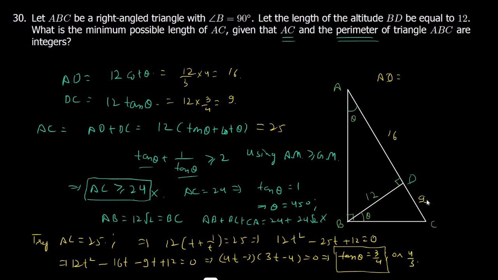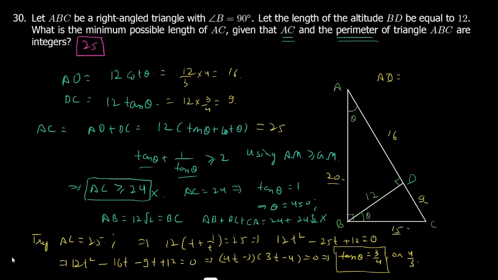If this is 12, this is 9, what will be my BC length? Root of 12 square plus 9 square, so the 3, 4, 5 triangle, 15. And this is 3 fours are 12, 4 fours are 16, so 5 fours are 20. And in this case, as you can see, both these sides are integers, and so the perimeter will also be an integer and AC will also be an integer. So 25 satisfies all the given conditions. So the answer of this question is going to be 25.